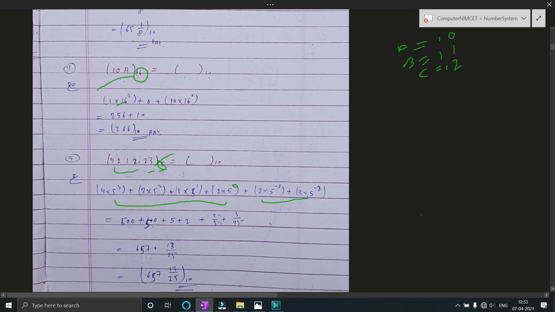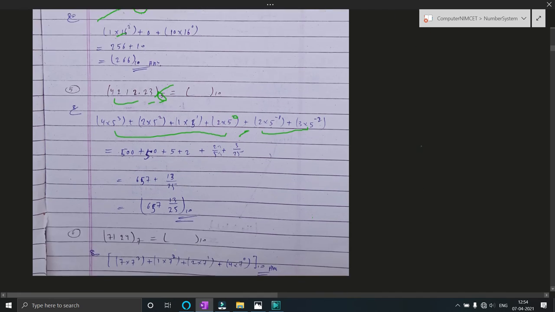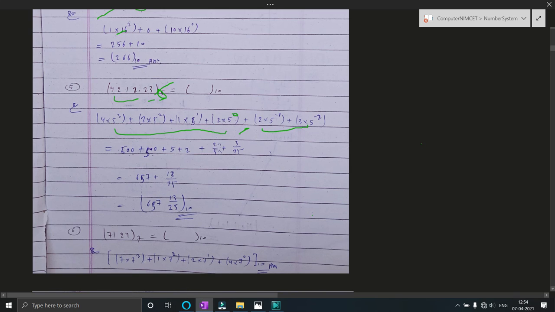Now start solving the right side part of the point. So the first digit is 2, so 2 into 5 power minus 1 plus 3 into 5 power minus 2. So just solve it. So what will we get? 5 cube, that is 125 into 4, that is 500, and 5 square, that is 25 into 2, that is 50, and 5 into 1 is 5. Next 5 power 0, that is 1, and 1 into 2, so 2, plus 2 upon 5 plus 3 upon 25. Similarly you can solve that, and you will get 657 plus 13 upon 25.